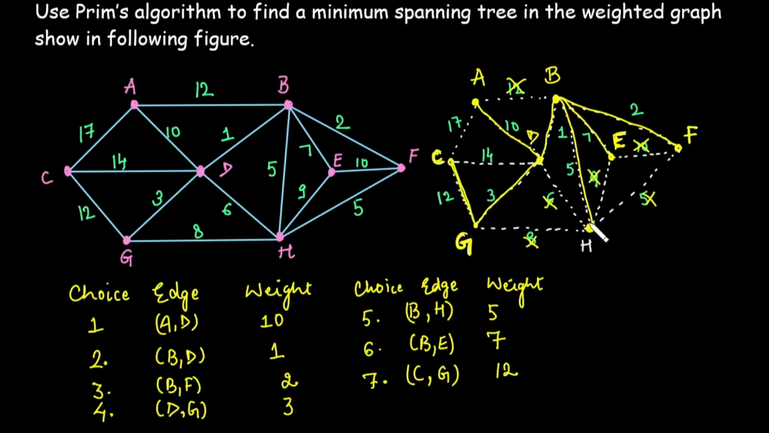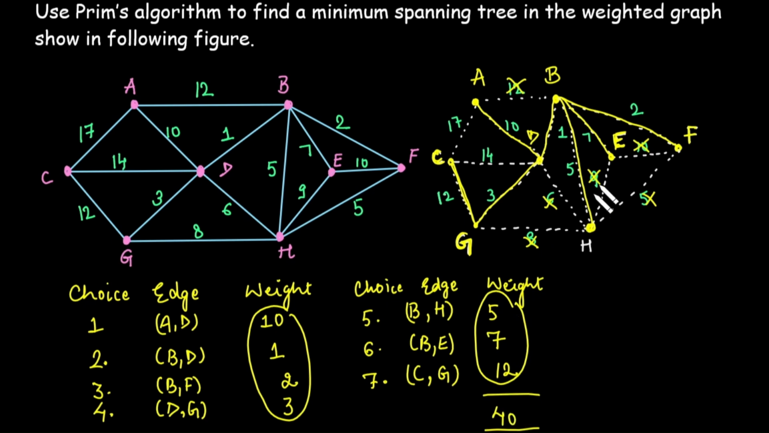Now think whether every vertex is a part of the spanning tree. Yes. So we have included each and every vertex as a part of the spanning tree, and with this we have the 7 choices as the vertices are 8. By this we are getting a minimum spanning tree. We just need to find the overall weight. So add these numbers and you will get the minimum spanning tree weight, that is 40. So it is a spanning tree with the weight 40. So this is how Prim's algorithm works.